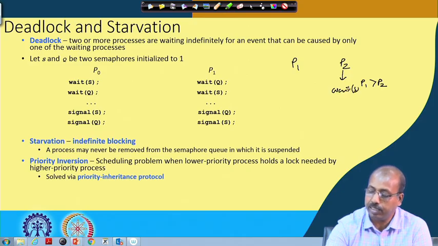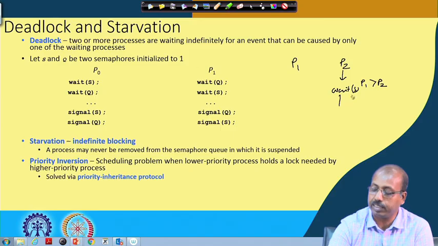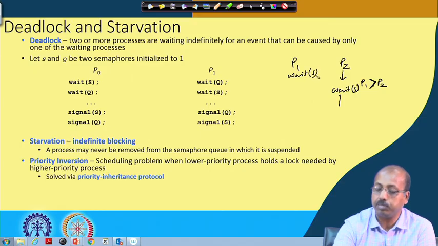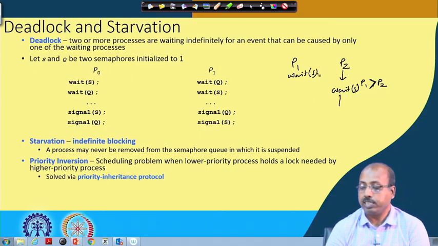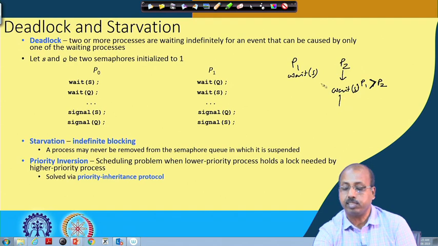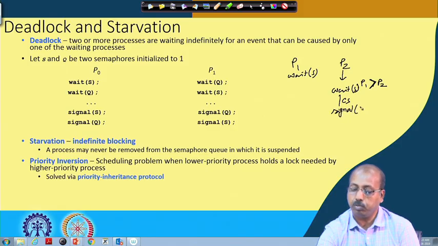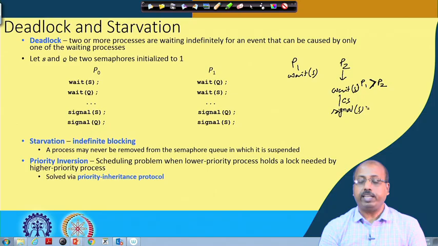S, and then it was executing the critical section, and in between P1 has come. P1 is of higher priority, so P1 should get the chance for execution, but P1 also needs the semaphore S. Now, what will happen? Since P2 is holding the semaphore S, P1 has to wait for P2 to finish off the critical section and release S, so that it can proceed. So, there is an inversion in the priority of P1 and P2.